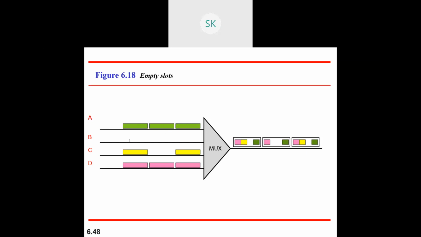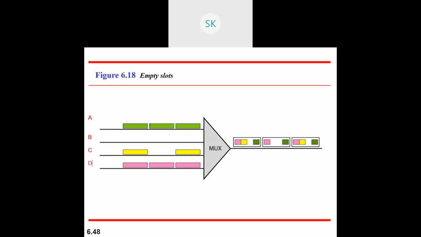Next one, insufficient use of bandwidth. We were discussing the empty slots that we leave in our TDM, right? That is very important, and it is not taken care of properly by synchronous time division multiplexing. We have one more time division multiplexing technique, called statistical time division multiplexing. We'll check how it works. We are talking about these empty channels.